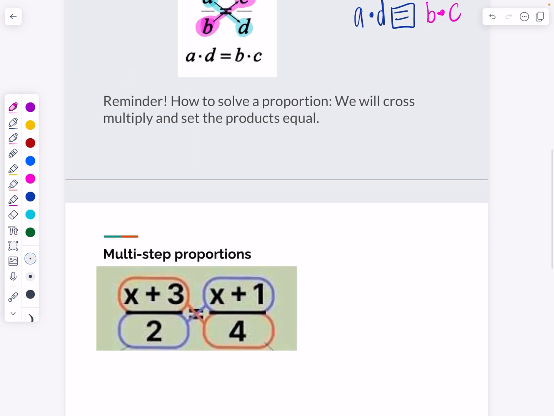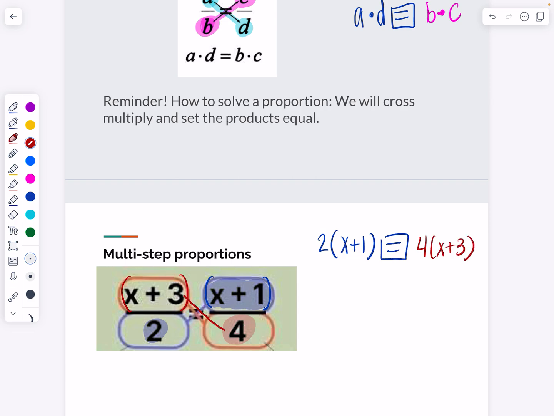So today, for the first time, we're going to look at multi-step proportions. What happens when I'm cross-multiplying, and what I'm multiplying has a two-piece thing here? This is a binomial, so there's more than one thing happening there, and we're going to put that in parentheses. So when we cross-multiply, that ends up being 2 times x plus 1, and we set that cross product equal to the other cross product, which is 4 times this whole thing, x plus 3. So 4 times x plus 3.